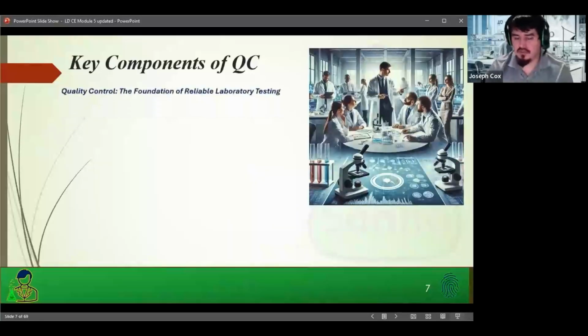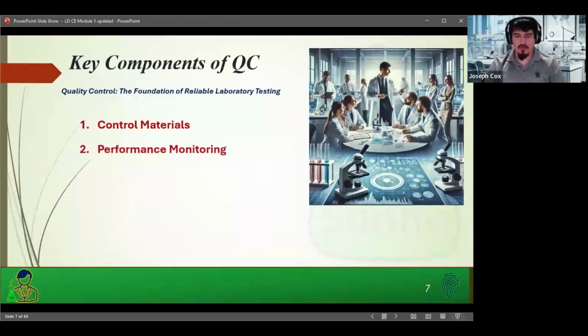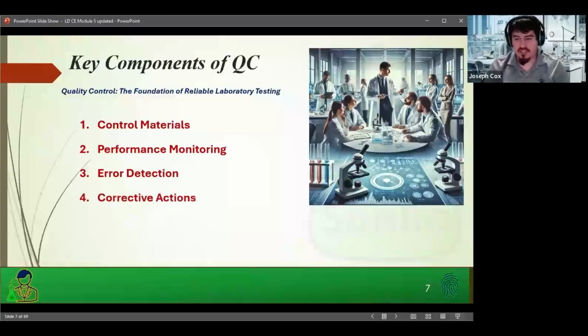Some key components of QC: control materials, which are known materials that we know what the concentration are or the identification of them are. Performance monitoring, so how we monitor the performance of these QCs. Error detection, so if there's any detection of any errors, any deviations, we need to be able to monitor and see that. And then if there's any deviations, we need to have corrective actions.